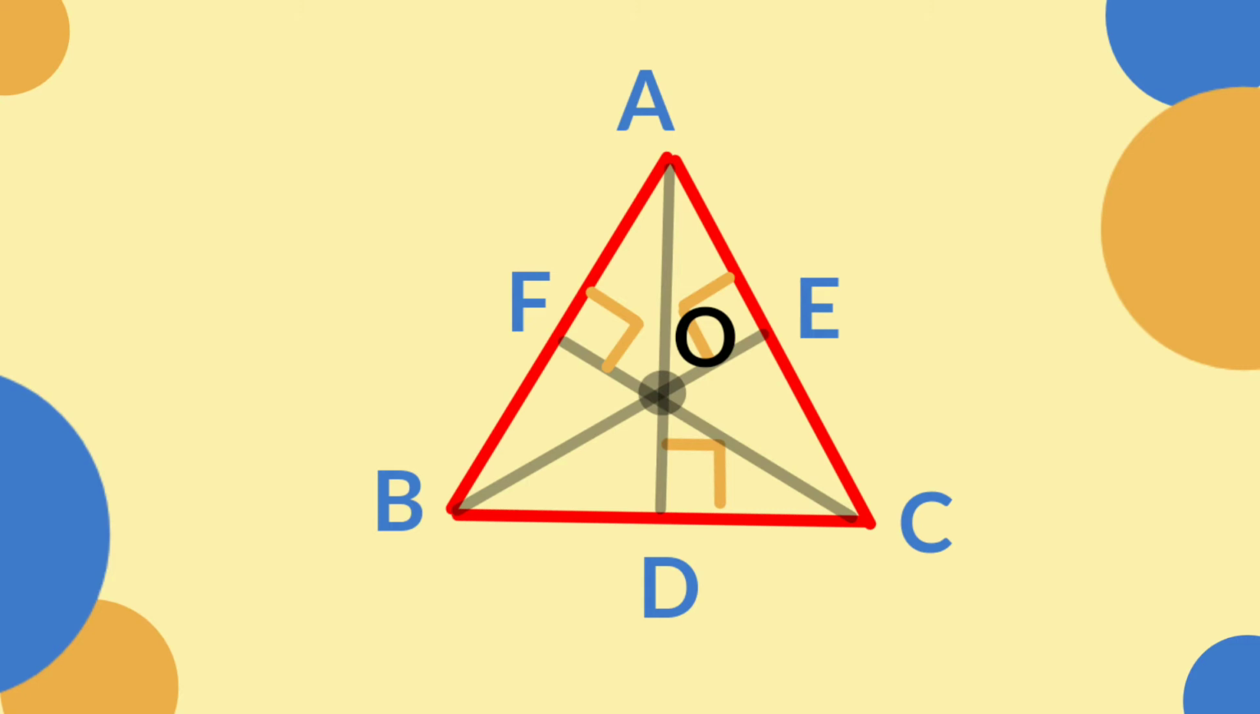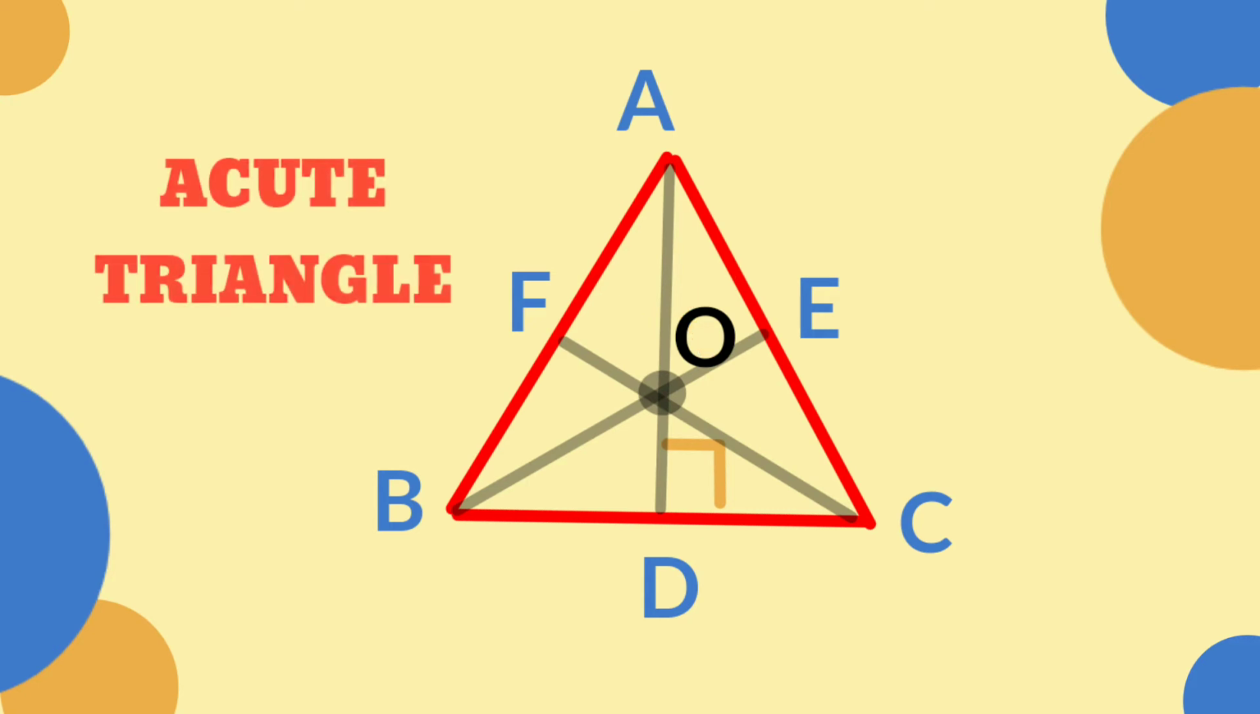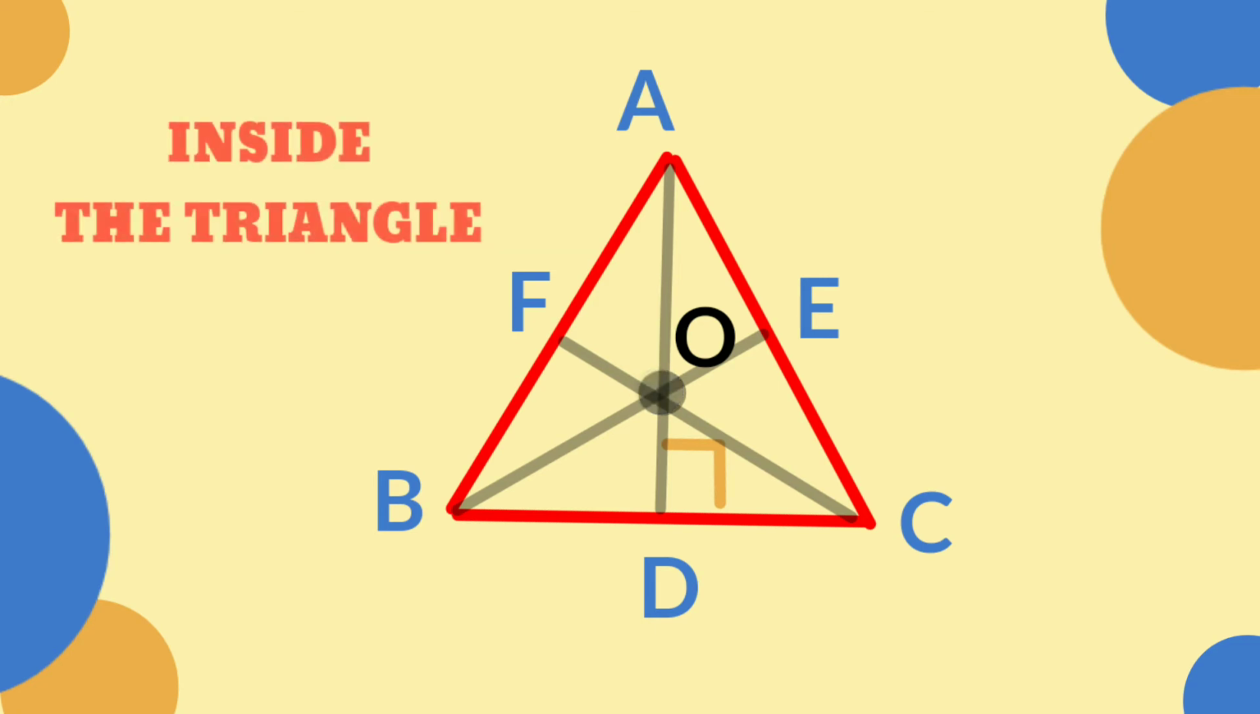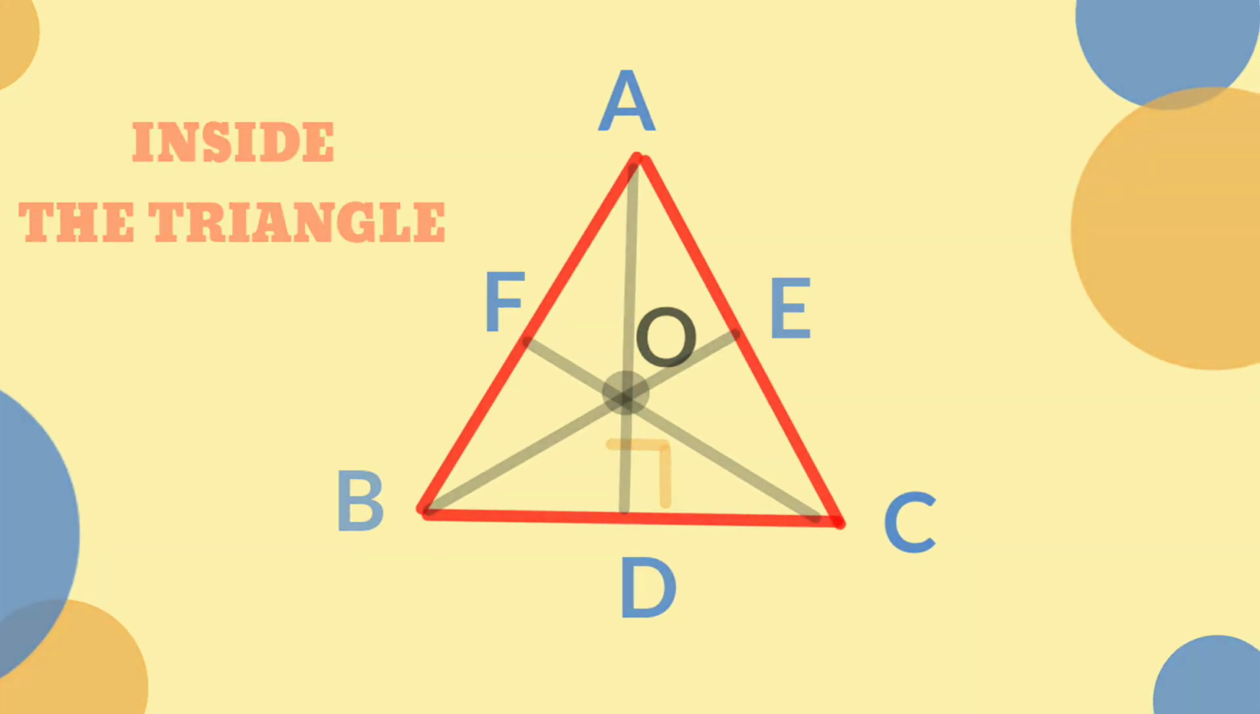But this was an example of an acute triangle, and the orthocenter is always located on the inside of the triangle. What if it is not an acute triangle? How are the altitudes drawn and where is the orthocenter?